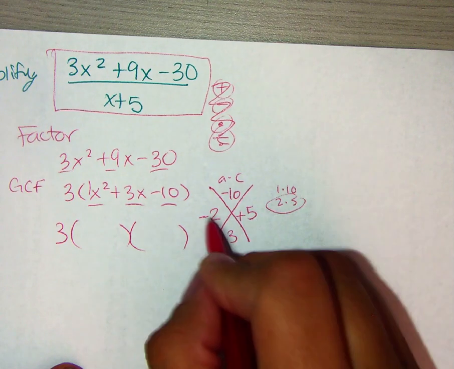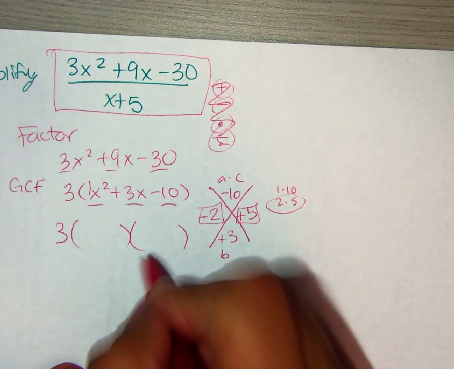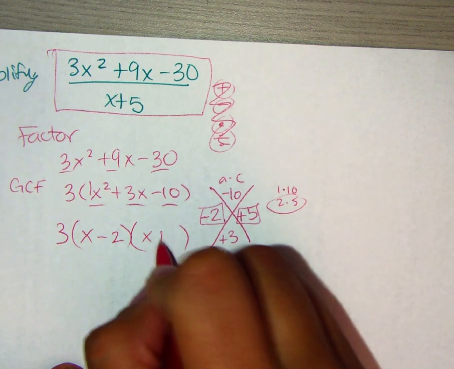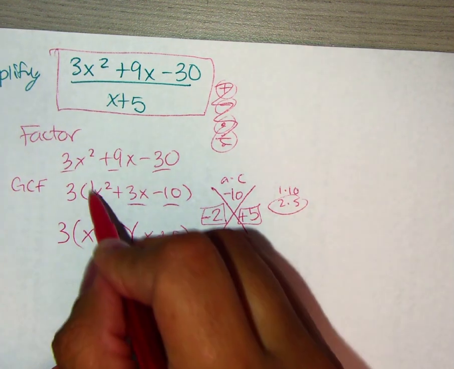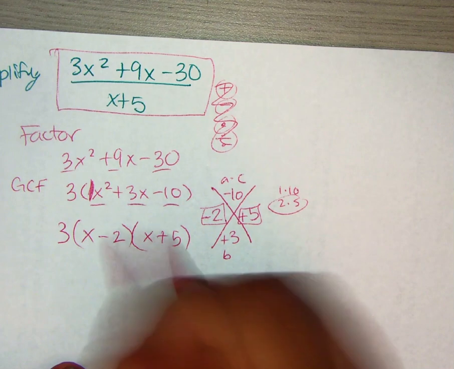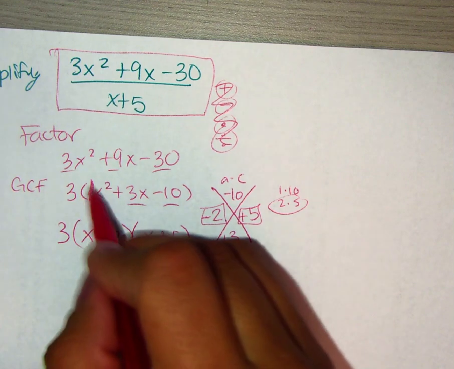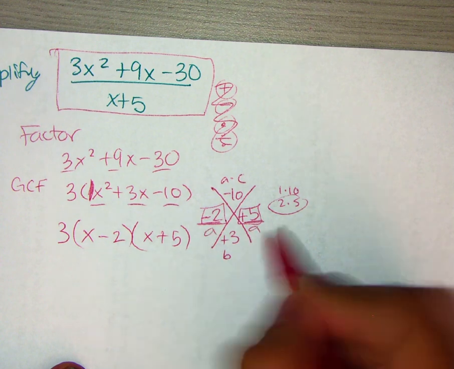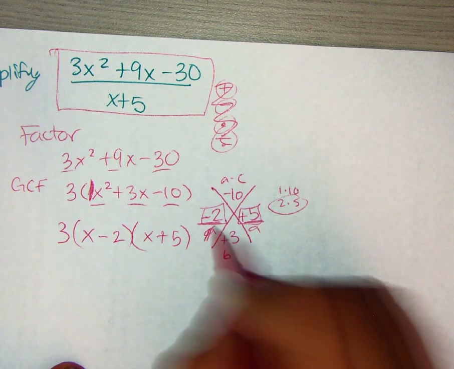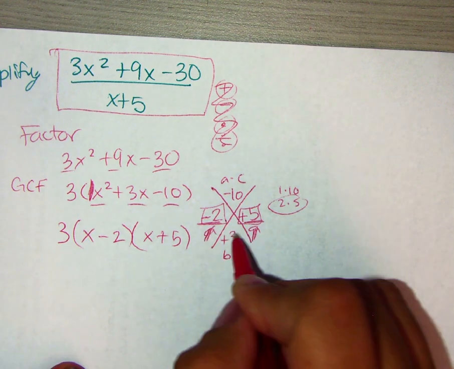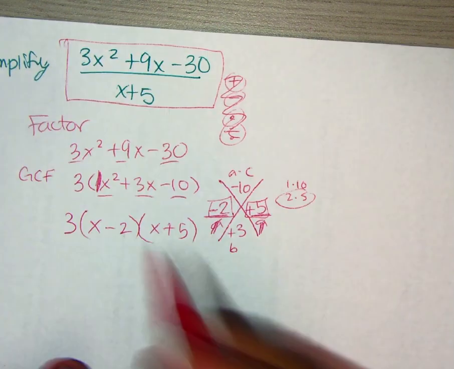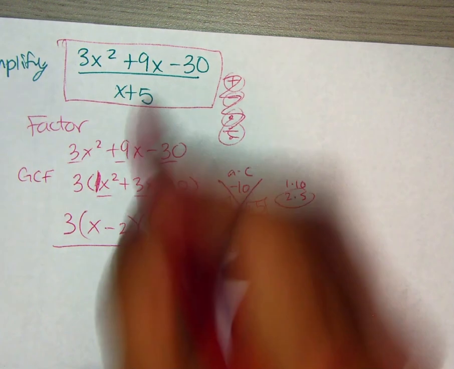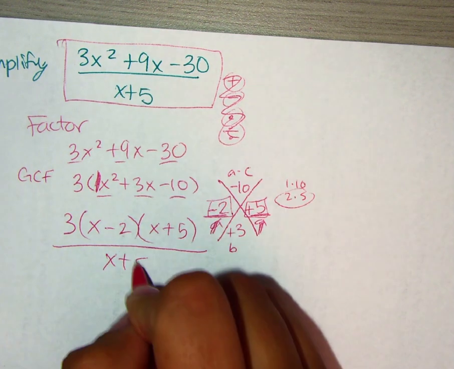So what we do next is we write these numbers on these binomials, x minus 2 and x plus 5. When your a value is a 1, you finished factoring. But if it doesn't have a 1, then you got to divide these numbers by your a value. When you divide by 1, anything divided by 1 is the same thing. So that's why these values stay the same. All right, so this is your new numerator, and then your denominator is x plus 5.